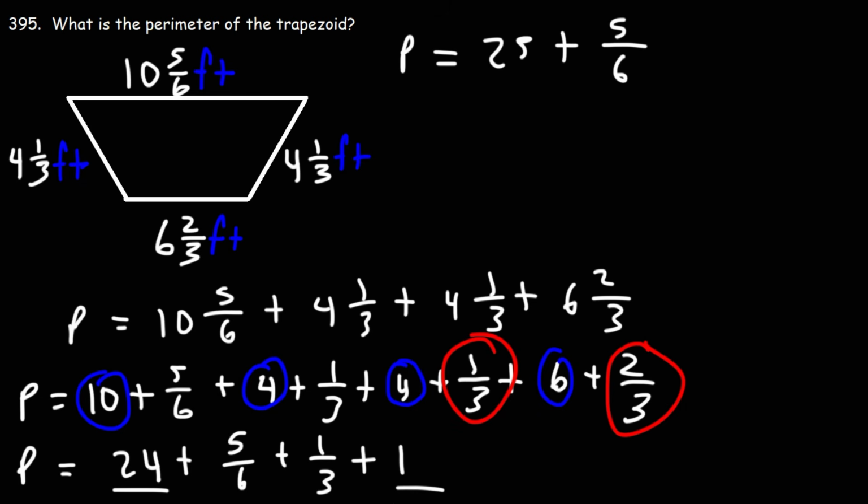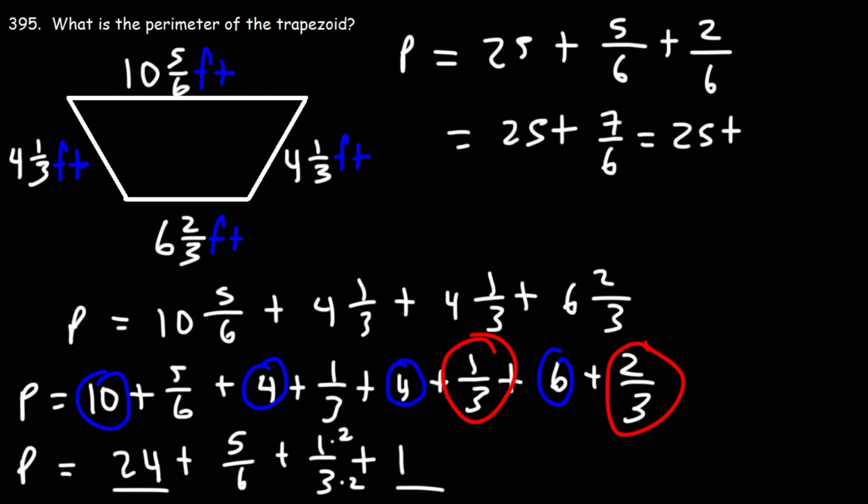And then we have 5 over 6 plus 1 over 3. Now 1 over 3, if we multiply it by 2 over 2, it becomes 2 over 6. 5 over 6 plus 2 over 6 is 7 over 6. But I'm going to break up 7 over 6 into 6 over 6 plus 1 over 6.